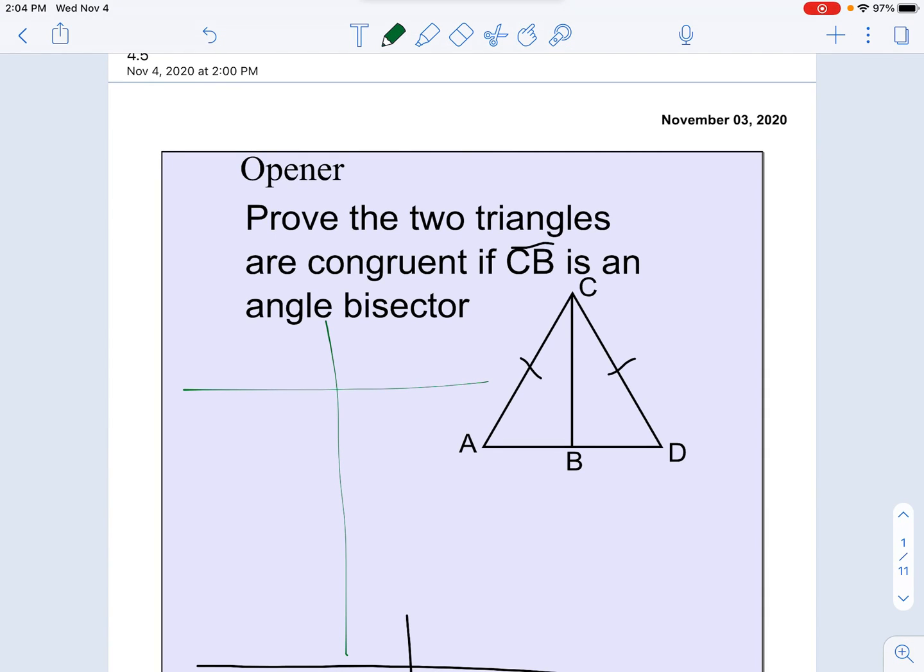Taking a look at 4.5 here, our last two ways to show your triangles are congruent. Before we get there, start with a quick review. Taking a look at what's given here. So first off, we are given that AC is congruent to DC. And we are given that CB is an angle bisector.